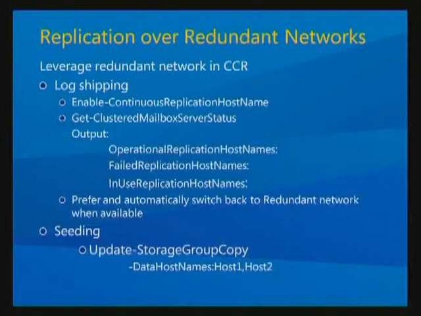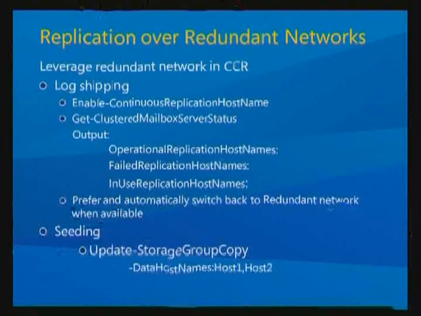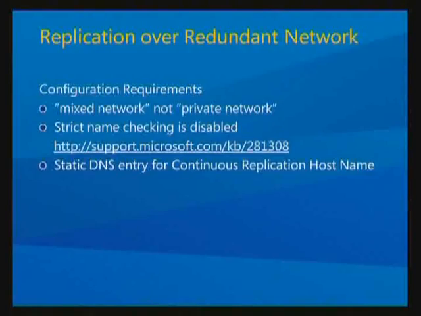In order to get the seeding to occur over that private network or mixed network, you would run the update storage group copy, and you would divide these hosts. Okay, just to be clear, I did mention a second ago that it was a mixed network, not really the private network, and those are two different things in the cluster world. The strict name checking is about what is in the DNS, and the static DNS entry has got to be static for these host names.